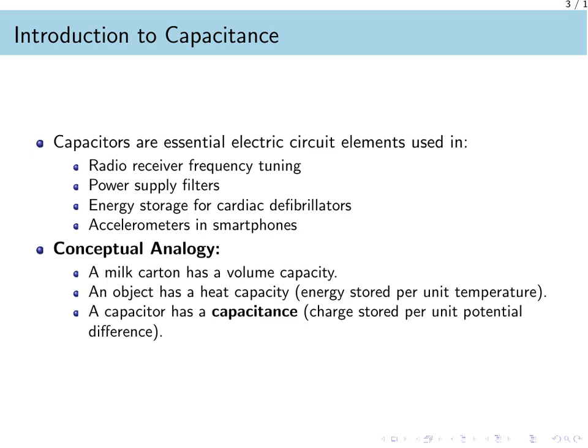To understand how they work, think of a simple analogy. Just as a milk carton has a specific volume capacity for liquid, or an object has a heat capacity for storing thermal energy per degree of temperature, a capacitor has a capacitance. This represents the amount of electric charge the device can store for every unit of potential difference applied across it.